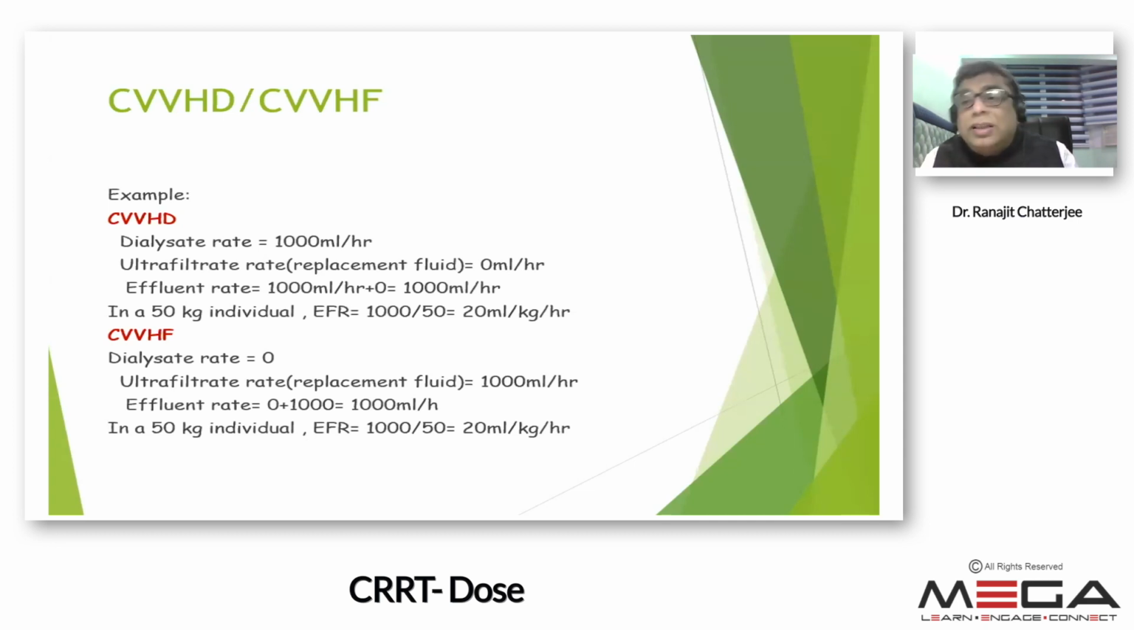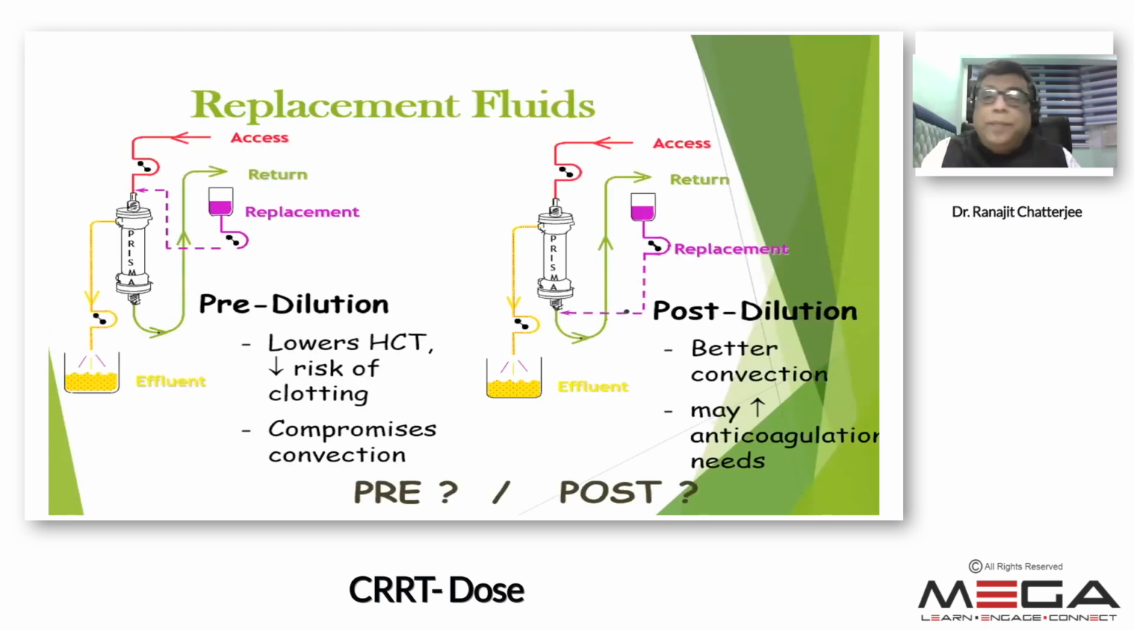Now, just the opposite, you are doing only hemofiltration. You don't want to do dialysis. You want to take out the volume only. So you are doing an ultrafiltration of 1000 ml per hour. So effluent rate becomes 1000 divided by the same 50. It becomes 20 ml per kg per hour. But here you are doing only ultrafiltration, not dialysis. But as I have told you, when you're doing ultrafiltration, you're replacing the fluid either before the blood enters the filter, that is pre-dilution or pre-filter, or after the blood comes out of the filter, that is post-dilution.